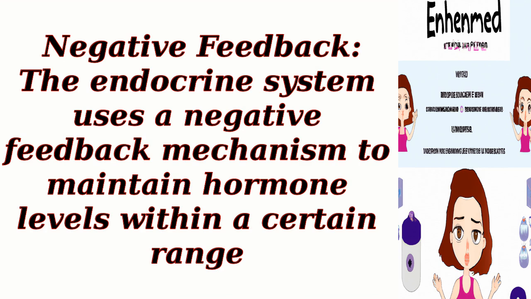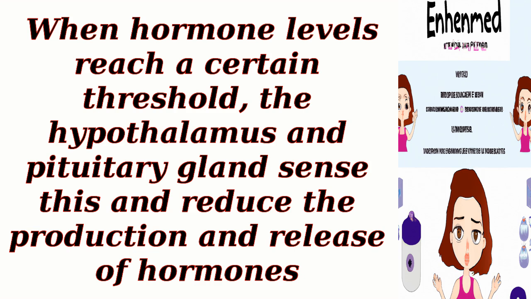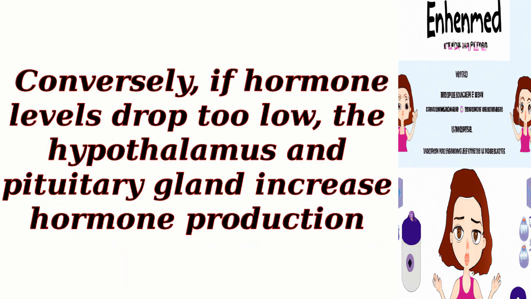Negative feedback: the endocrine system uses a negative feedback mechanism to maintain hormone levels within a certain range. When hormone levels reach a certain threshold, the hypothalamus and pituitary gland sense this and reduce the production and release of hormones. Conversely, if hormone levels drop too low, the hypothalamus and pituitary gland increase hormone production.